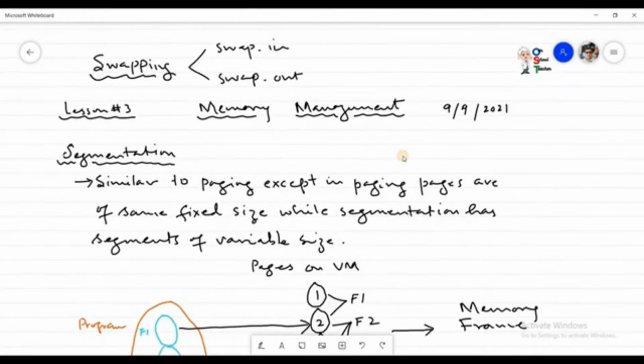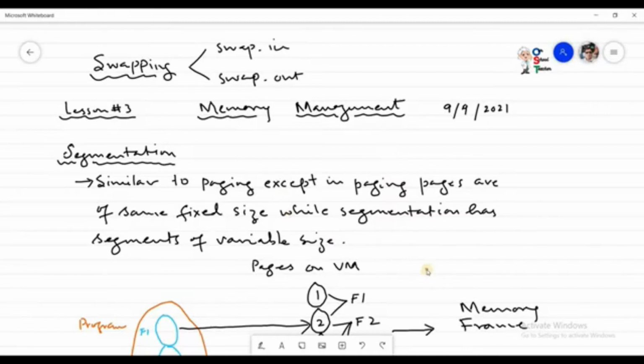Now in today's class, lesson number 3, we are going to discuss the concept of segmentation. The concept of segmentation is similar to paging. Let's see the definition. It is similar to the paging concept. In paging, pages are of the same fixed size, while in segmentation, the segments are of variable sizes.